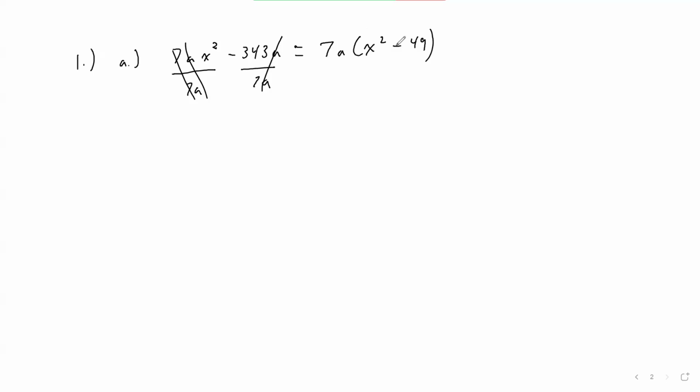And then to factor a binomial, there's a thing called a difference of squares. And the goal of this is you can look at this and go, what number times itself would multiply to this term here?